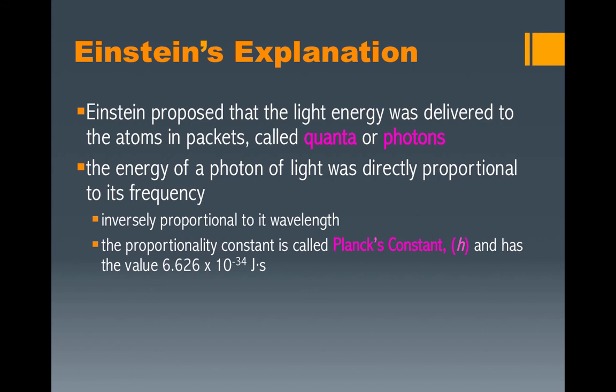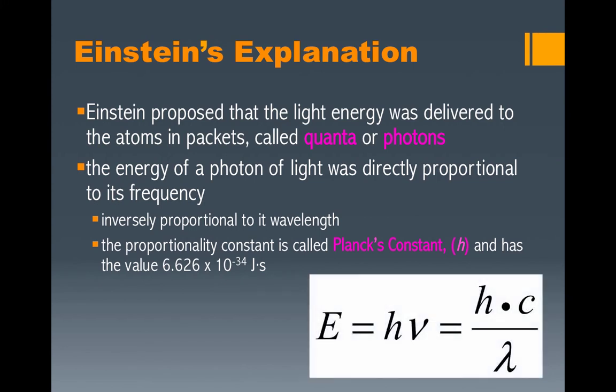The energy of a photon is directly related to its frequency. The higher the frequency, the higher the energy, and it's opposite the wavelength. The proportion of that is called Planck's constant. Its abbreviation is h, and its value is 6.626 times 10 to the negative 34th joule seconds. That is another known that you will have to know.